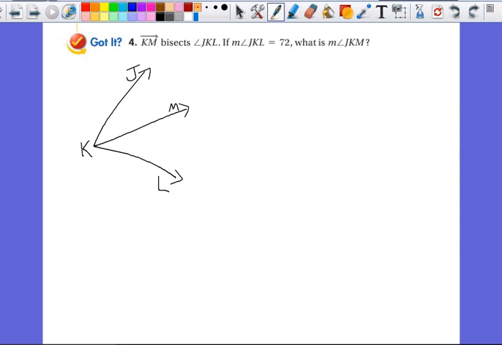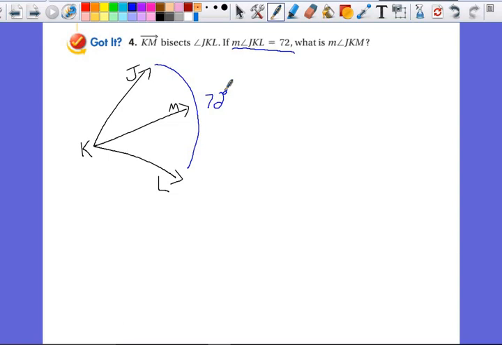This one's a little bit different in the fact that they give us the measure of angle JKL, which is actually this entire angle right here. And I'll usually represent it by doing that arc out there to represent that it's the whole thing. Just my way of doing it. You can figure out your best way of doing that.